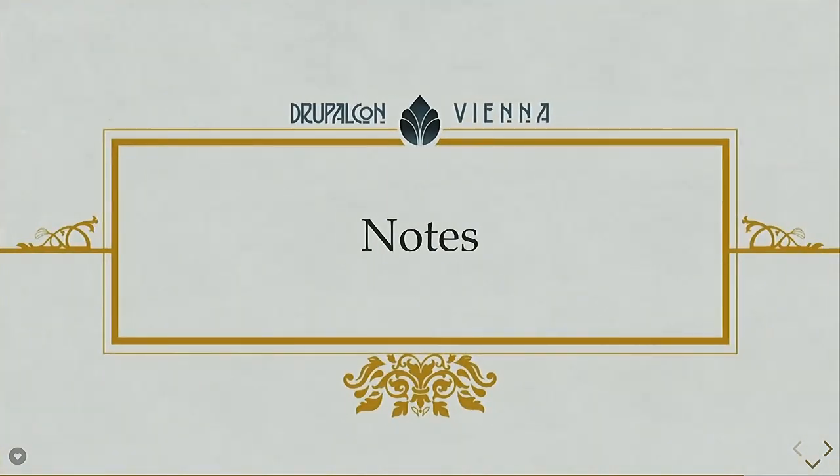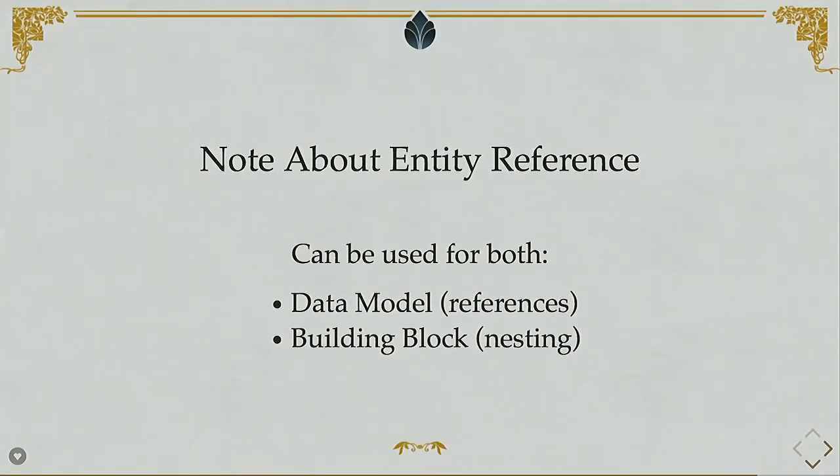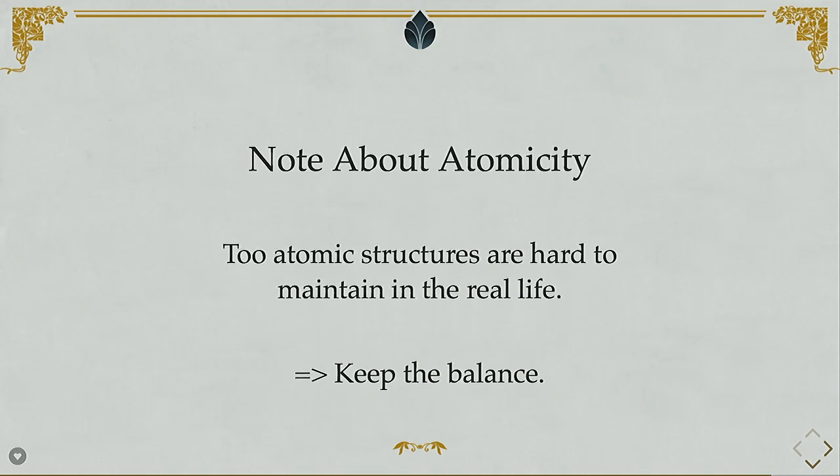OK, let's finally make some final notes about this talk. The first note is about entity reference. As you just saw, entity reference can be used for a data model, like when we reference from a node to the user which created the node, or we can use it for nesting, like we just did now. So we can put one piece of data inside another, or we can put a layout inside a layout, and this is also done by the entity reference module. So it's multipurpose.